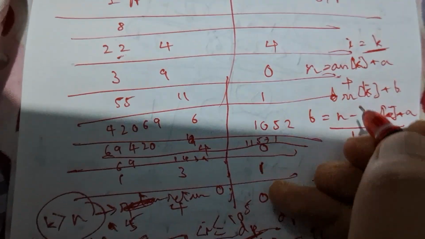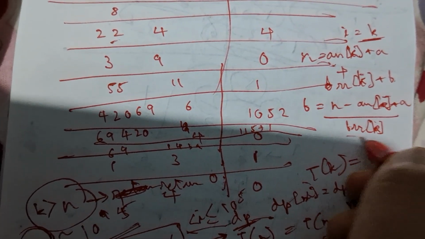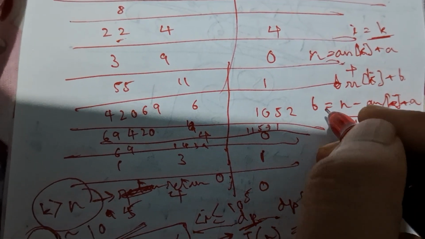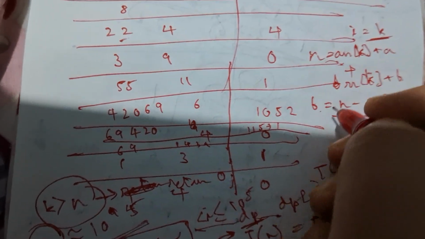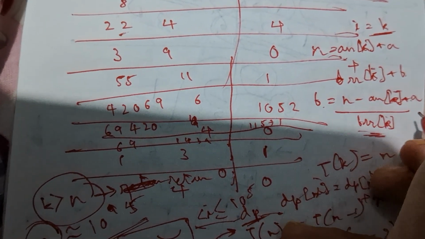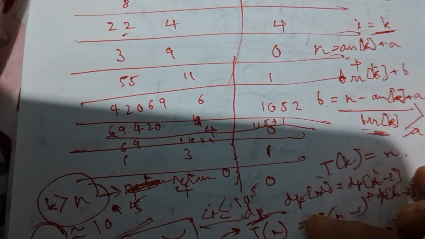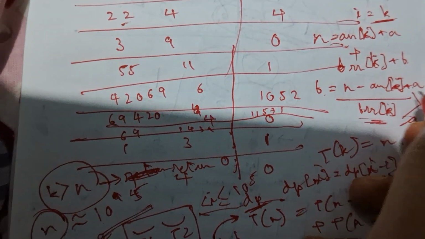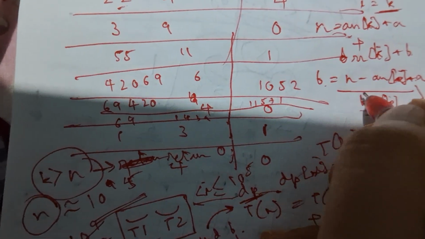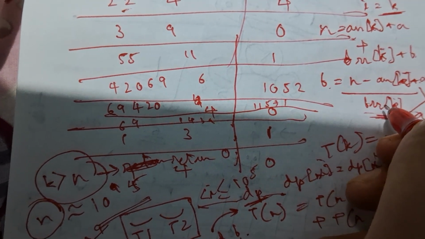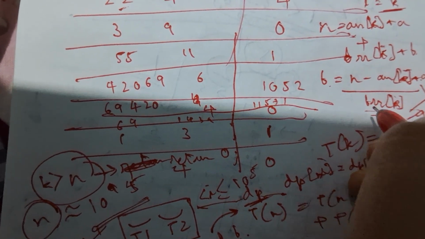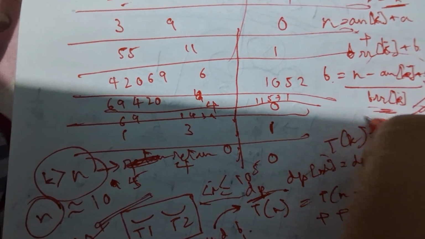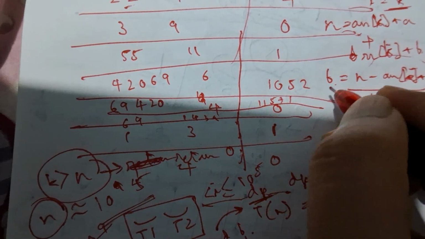So what is the first condition? This should be divisible by this. Okay, first condition. And the second condition is A should be lesser than or equal to B, right? That means this is B, so this should be greater than or equal to A. Okay, n minus ARR of k into A by BRR of k should be greater than or equal to A, and n minus ARR of k into A should be divisible by BRR of k, so that this is a whole number, this is an integer because B is an integer.